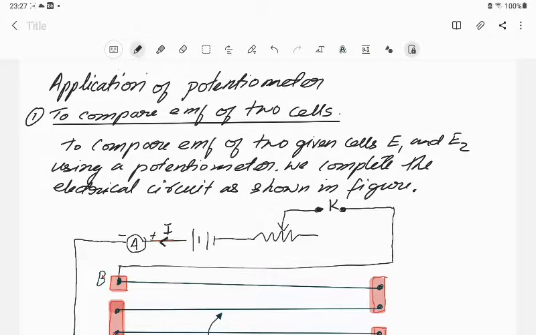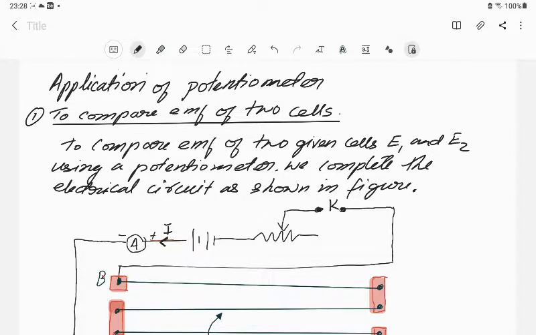Hello, today we will study the application of potentiometer. In our syllabus there are two applications of potentiometer. First one is to compare EMF of two cells, and the second one is to find the internal resistance of the cell. Okay, let's do the first one, to compare EMF of two cells.